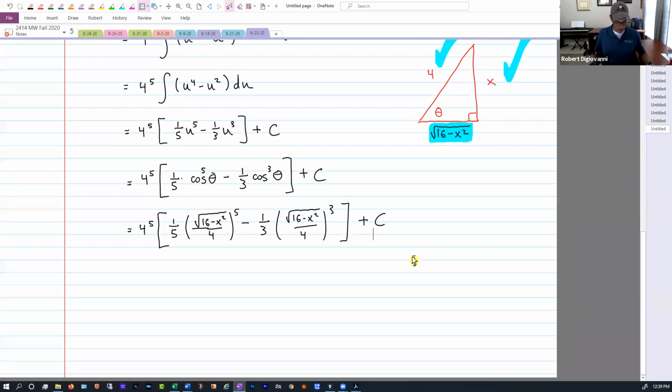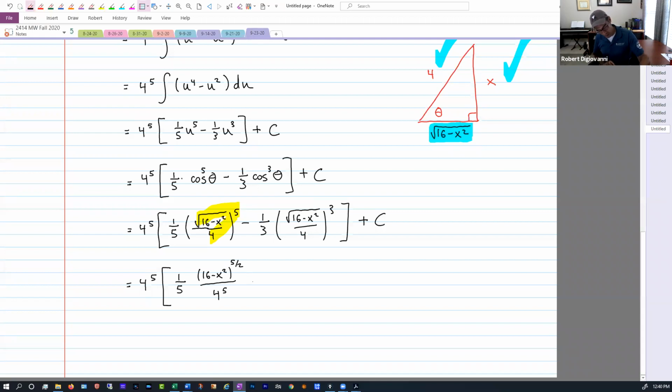Okay, I'm going to clean this up. This is a mess. I'm out of time. If you need to go, go. But I'm going to finish it. 1/5. Okay, I'm going to rewrite this as 16 minus x squared to the 5/2 over 4 to the 5th. All I did there was apply the 5 to both the top and the bottom. Because 16 minus x squared is under a square root, that's the same as raising it to the 1/2 power. So if you take something to the 1/2 power and raise it to the 5th power, you multiply 1/2 times 5, which becomes 5/2.